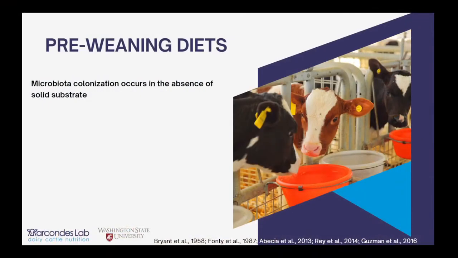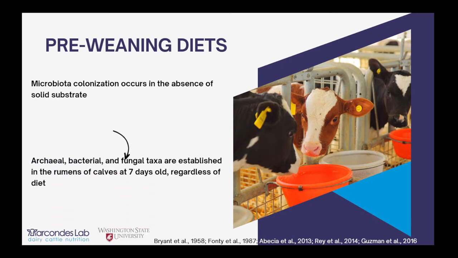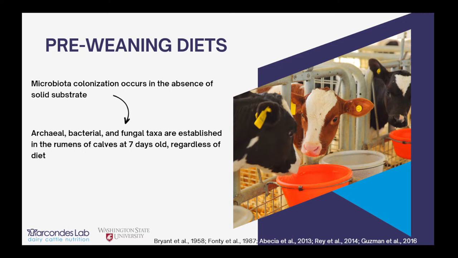Okay, so what about the diets? How would the diet shift this? That was the first study that we ran, and then we ran a second study. We do know that the diet is extremely important, right? Archaeal, bacterial, and fungal taxa are established in the rumen at 7 days old regardless of the diet. So every single thing you see in an adult animal is already there at 7 days old. Of course, in a little different proportion, but it is already there.